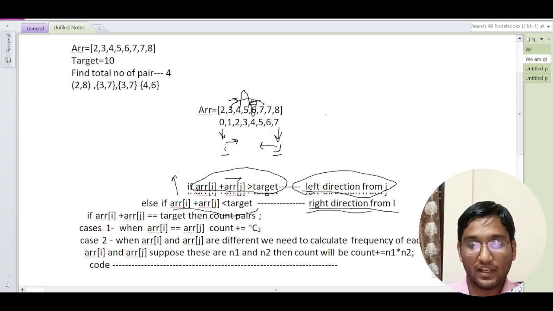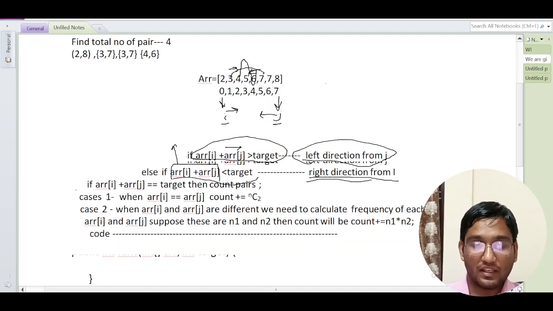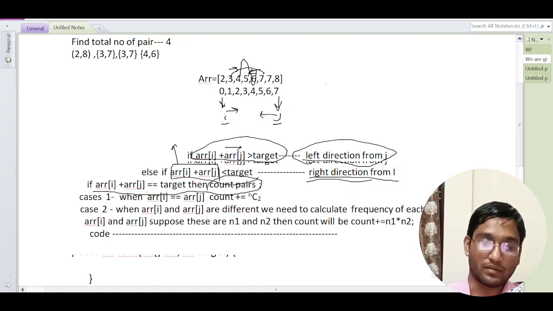If array[i] becomes greater and greater, then array[i] plus array[j] will also become greater, and that's what we want. But if array[i] plus array[j] is equal to target, then we need to count the number of pairs that we have encountered in this question.